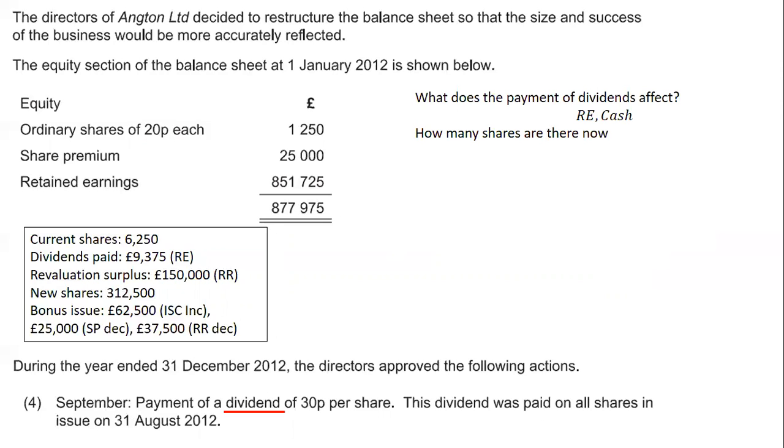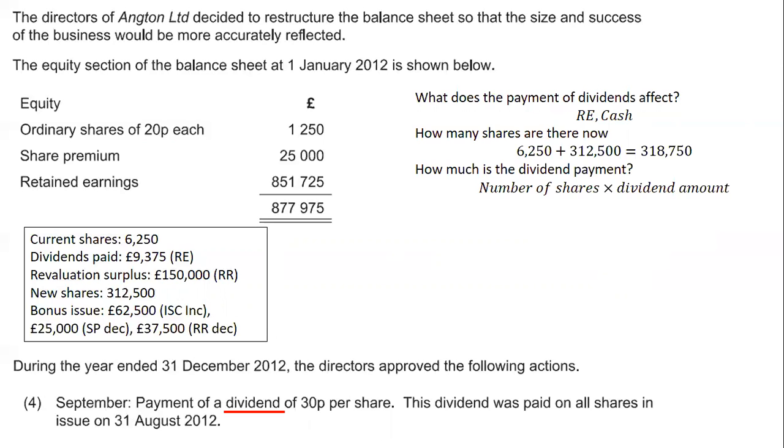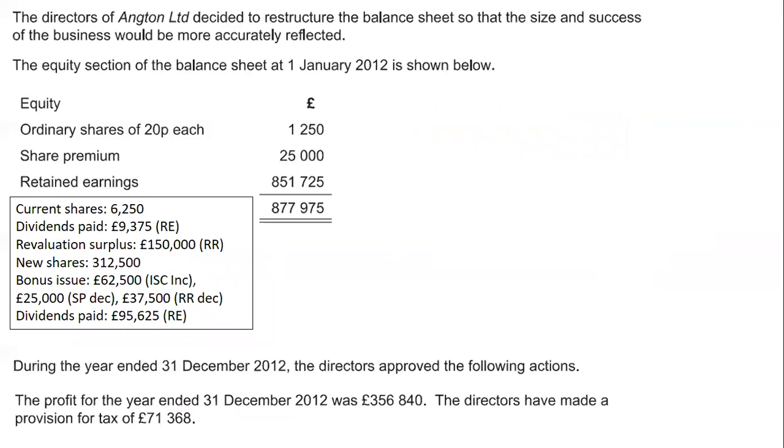How many shares are there now? So we did have 6,250. The bonus issue gives 312,500 more. So altogether we've got 318,750. So how much is the dividend paid? So it's the number of shares times the dividend amount. So we times that big number by 30p and get 75,650. And that will affect the retained earnings and cash. So I can put that in my box now.